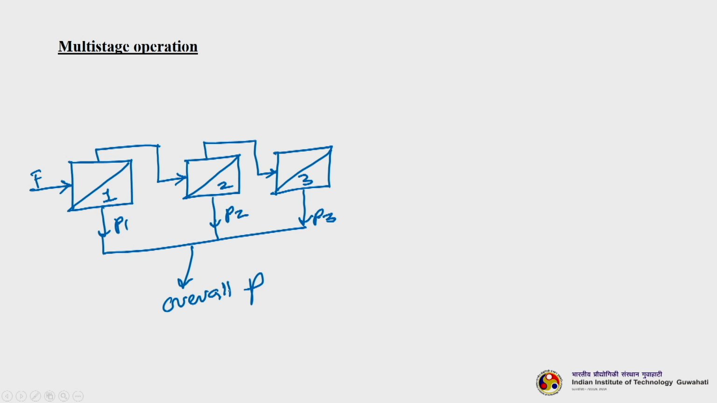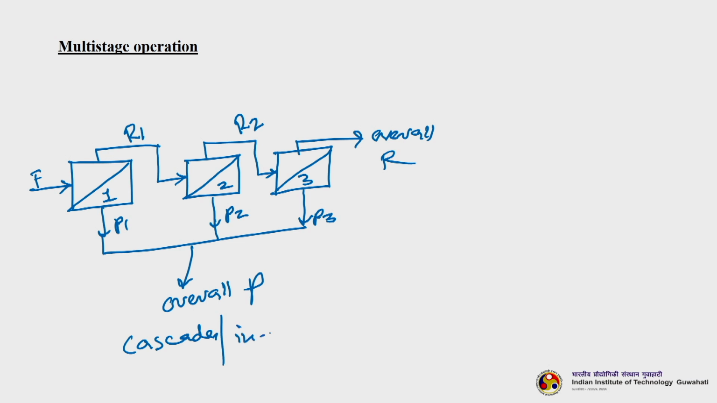And here what is happening? Okay, the retentate from unit 1 is being fed as feed to unit 2, right. Again the retentate from unit 2 is the feed to unit 3. So, what we get here? We get overall retentate here, R here. So, this is called in cascades, okay, or they are called in series.